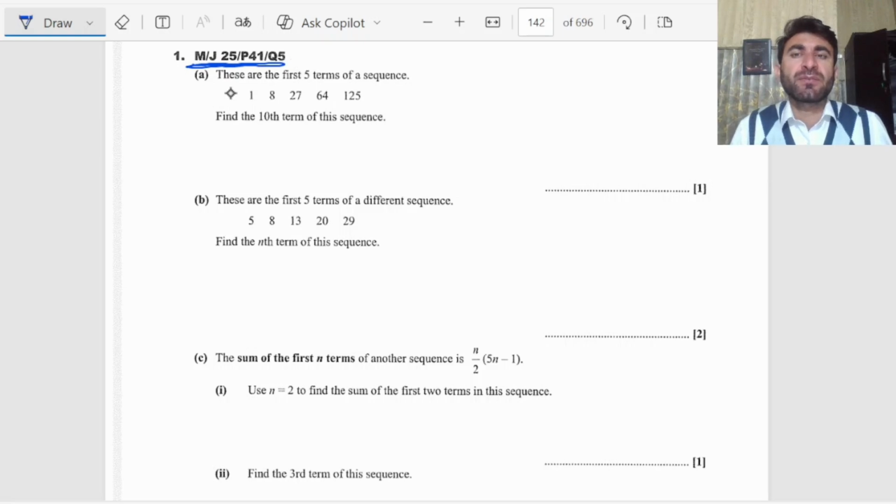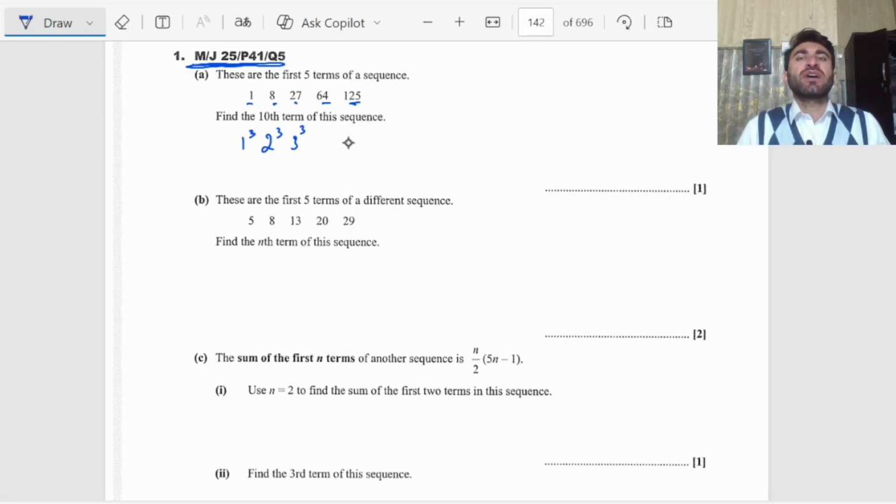5 of that paper. Its A part states these are the first 5 terms of a sequence: 1, 8, 27, 64, 125. Find the 10th term of this sequence. So as we can see that it is basically a cubic sequence, as 1 is basically 1 cubed, 8 is 2 cubed, 27 is 3 cubed, 64 is 4 cubed, and 125 is 5 cubed.